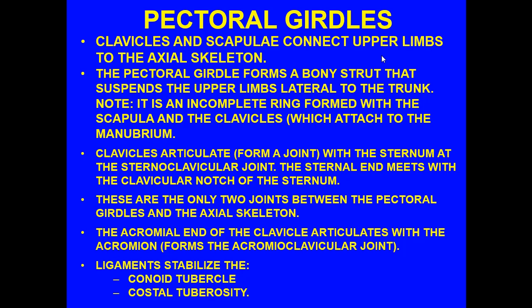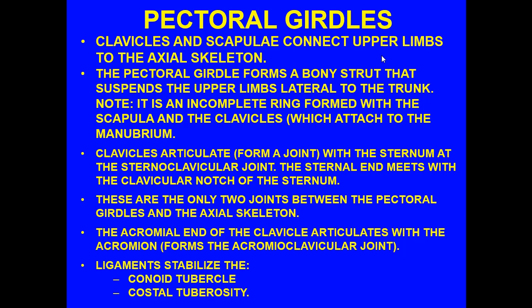One, the clavicle is one of the most common bones, particularly for young kids, to break. Okay? And that's because there's a lot of force put on it. The pectoral girdle forms a bony strut that suspends the upper limbs lateral to the trunk. As I said, it's an incomplete ring formed with the scapula and the clavicles, which attach to the manubrium, which is part of the sternum.